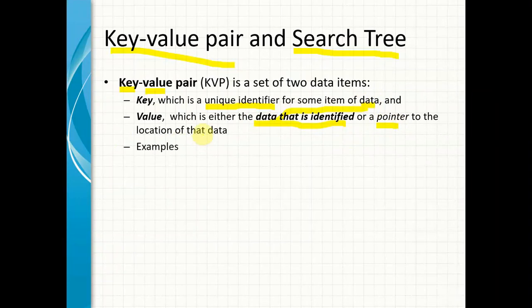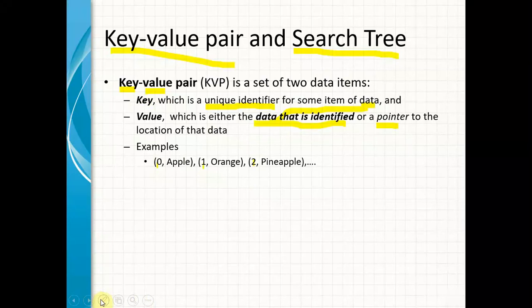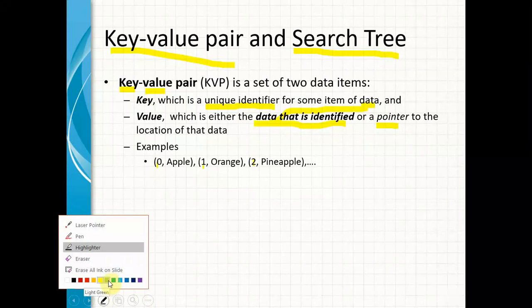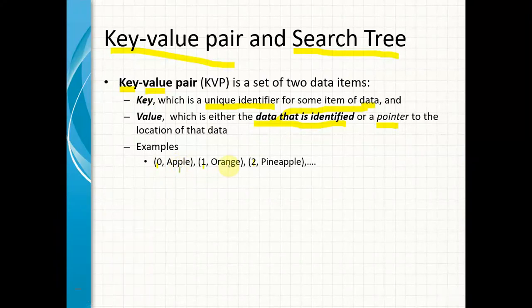So let's see some examples. Just like this one. Okay, 0, 1, 2. They are the keys. And apple, orange, pineapple are the values. Okay, it is easy for you to imagine.